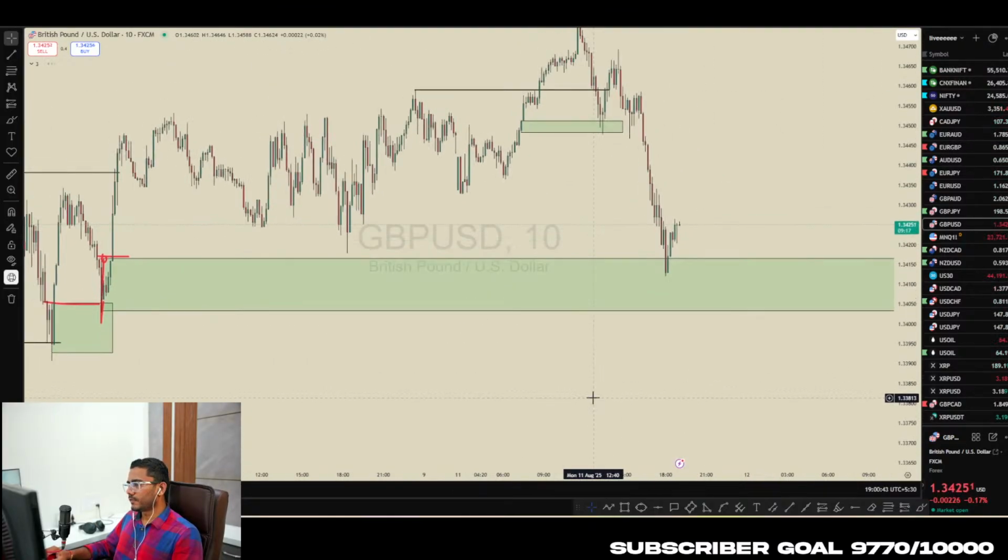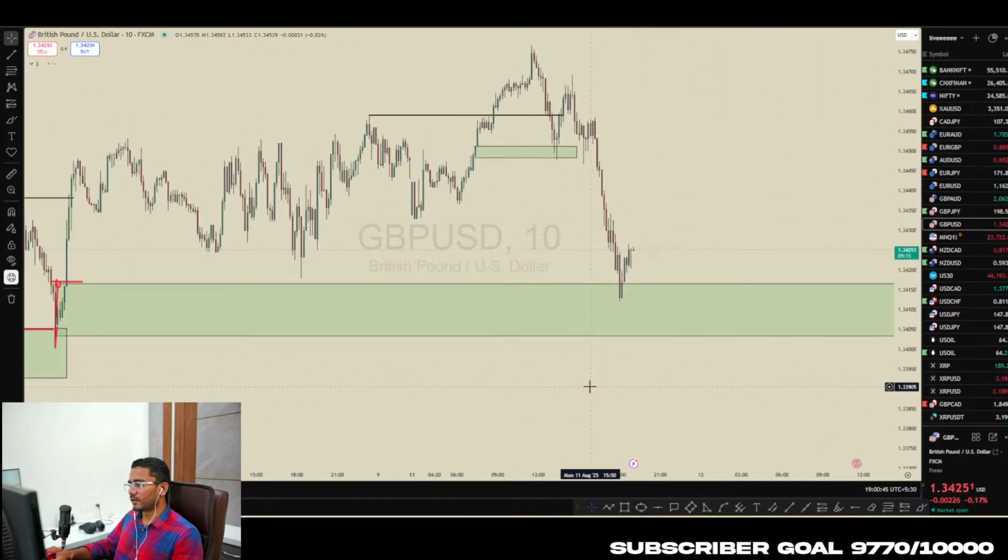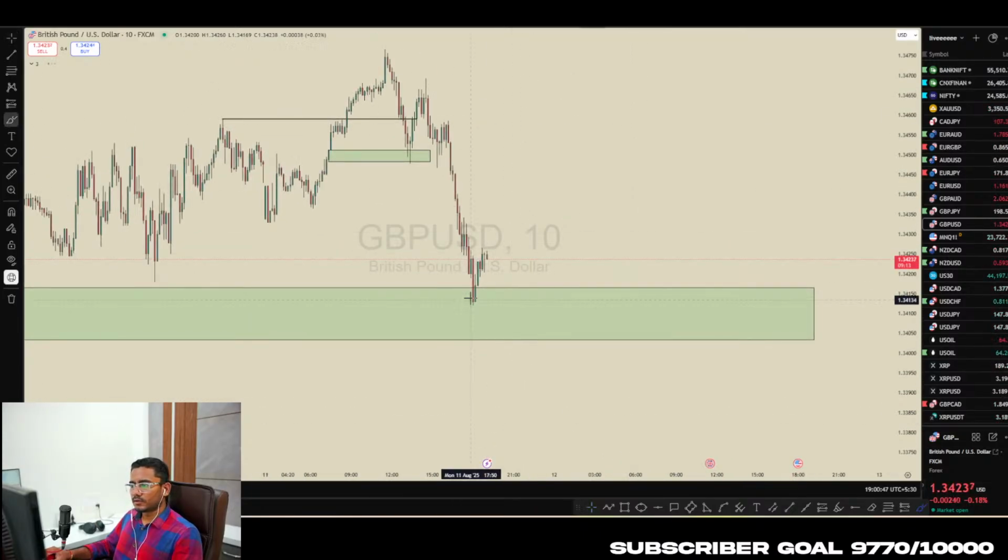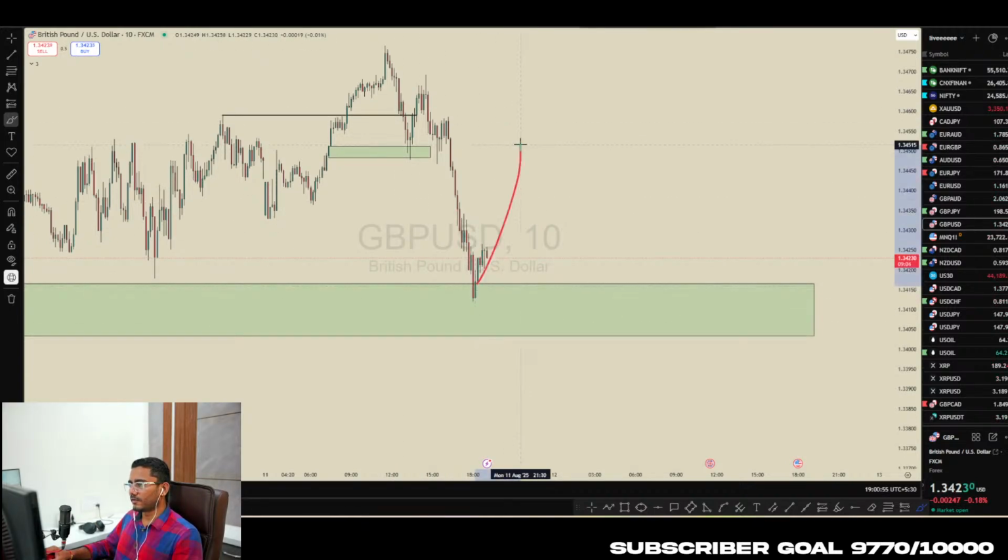A change of character or a continuation to the upside. I want price to create a change of character, for example, and then I look for buy side. Or else if price rapidly goes to the upside and then creates inducement and a structure break, then I'll look for a retest, something like this.